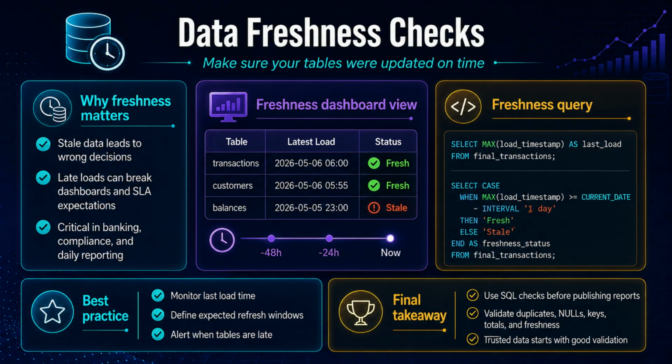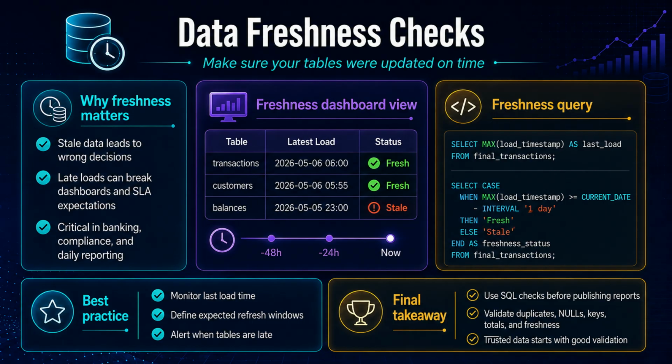The first SQL query checks the latest load timestamp using max load timestamp. This tells us the most recent time the table was updated. The second SQL query goes one step further and creates a simple freshness status. If the maximum load timestamp is within the expected window, the table is marked as fresh. Otherwise, it is marked as stale.